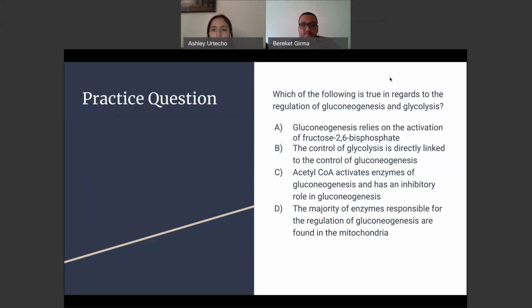And let's talk about C. Acetyl-CoA activates enzymes of gluconeogenesis and has an inhibitory role in gluconeogenesis. If you have high levels of this molecule, it means that the cell has a lot of energy because, although we haven't talked about it yet, if you have a lot of pyruvate, that pyruvate will be converted into acetyl-CoA, and the acetyl-CoA will be fed into the Krebs cycle to make lots of ATP. So if you have lots of acetyl-CoA, that means you have lots of ATP.